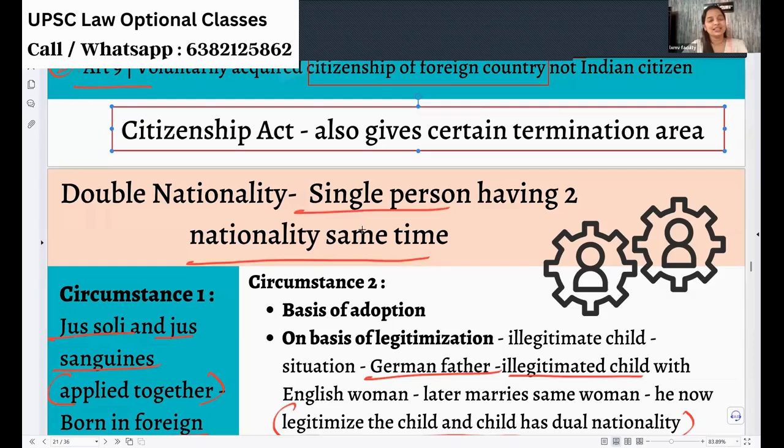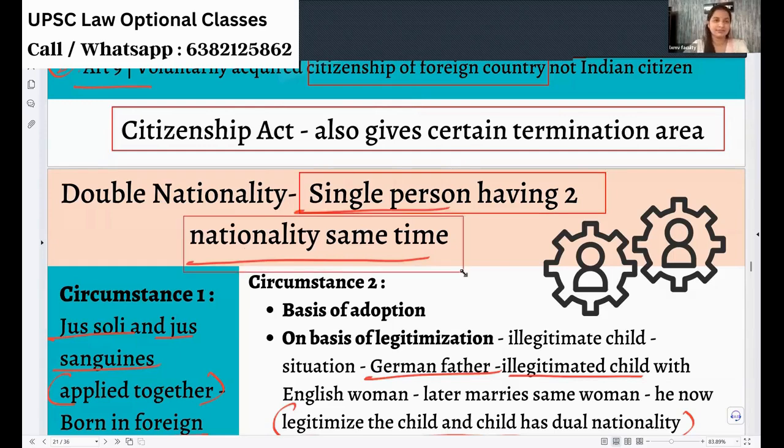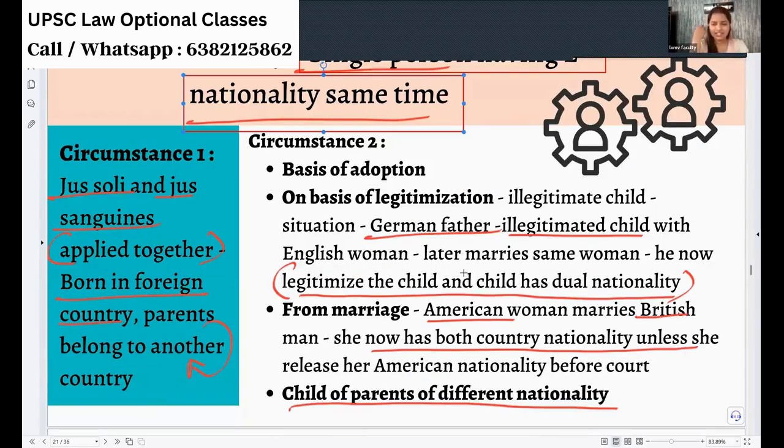Okay. So double nationality means a single person having two nationalities at the same time. That is the concept of double nationality. So, what are the circumstances that give rise to this type of double nationality? First, jus soli and jus sanguinis. I follow both rules. If your parents are from this country, I give you the nationality. If you are born in this country, I give you nationality. So, a single child can get two nationalities. That is one circumstance. And next, on the basis of adoption, from Africa, some children are adopted in the US. So they get the African citizenship and the US citizenship.